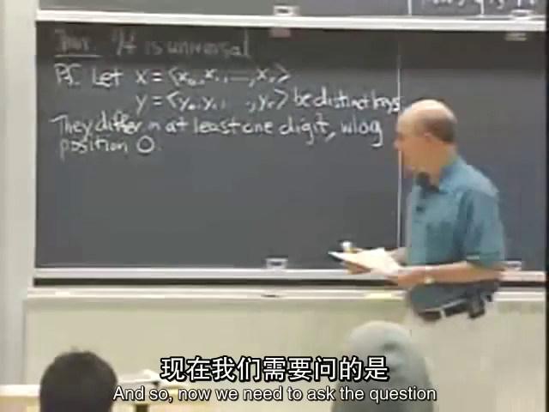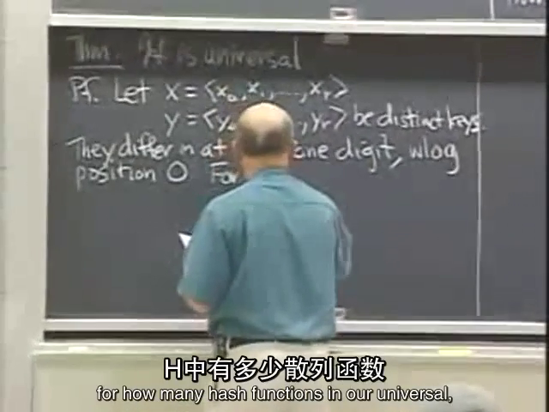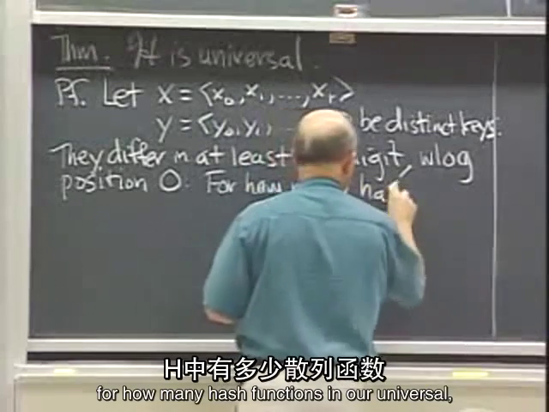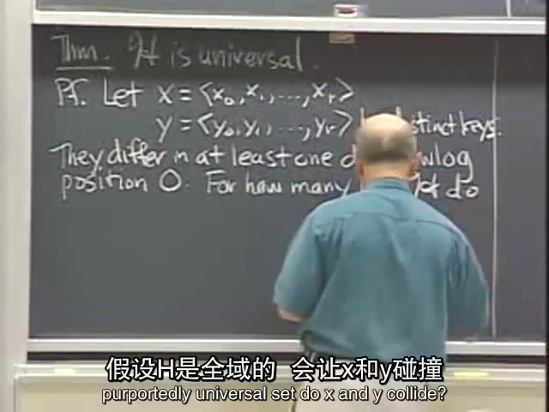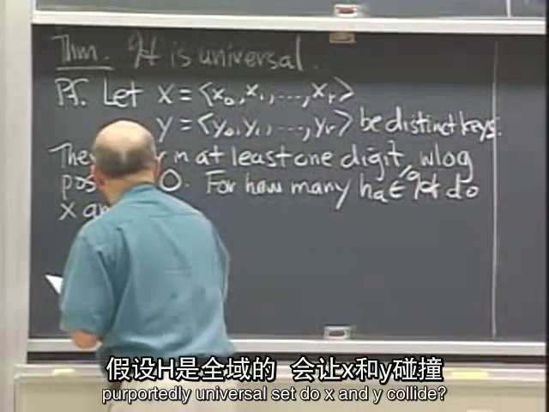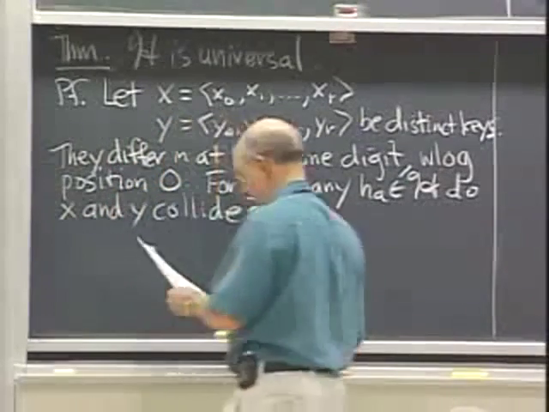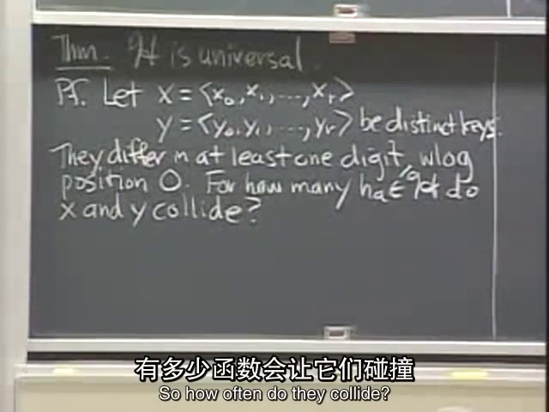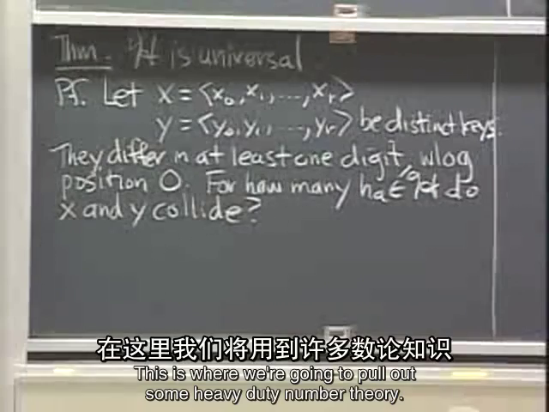And so now we need to ask the question, for how many hash functions in our purportedly universal set do x and y collide? Okay, we've got to count them up. So how often do they collide? And this is where we're going to pull out some heavy-duty number theory.